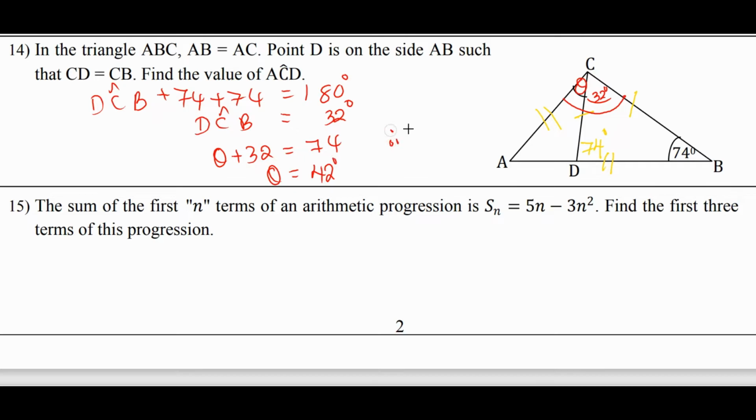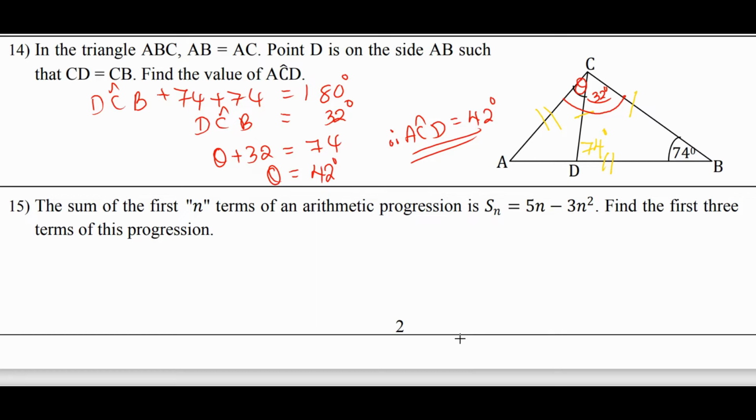Therefore, now we can write down the answer. Theta is equal to ACD. ACD value is equal to 42 degrees. 14th question is done. Let's try question number 15. Actually, 15 is a good one.